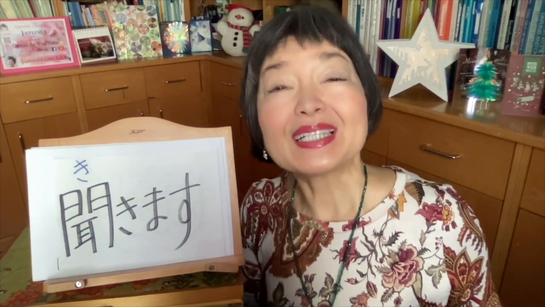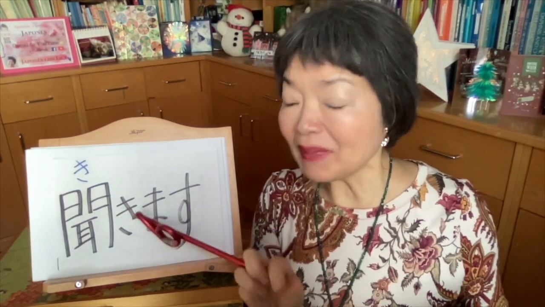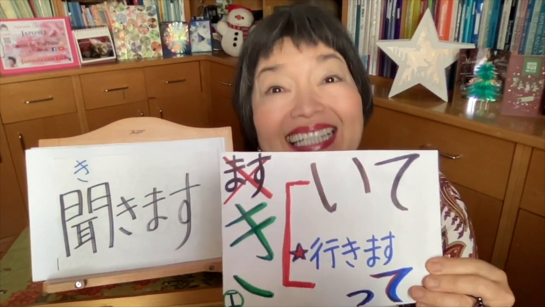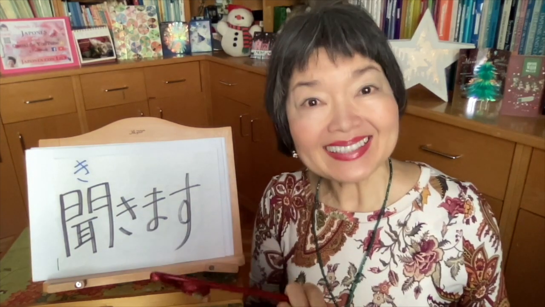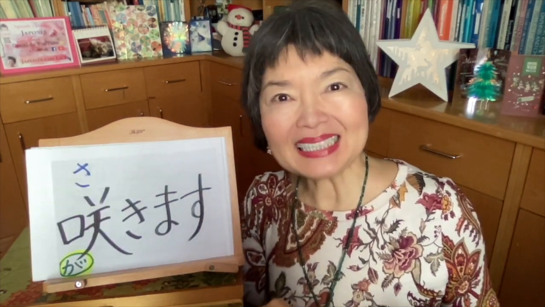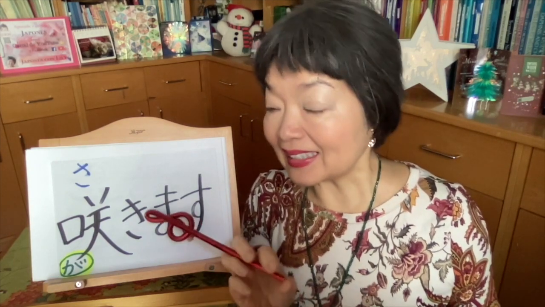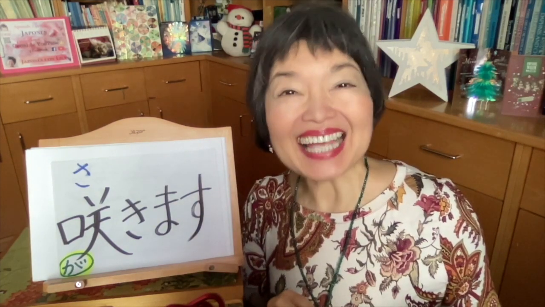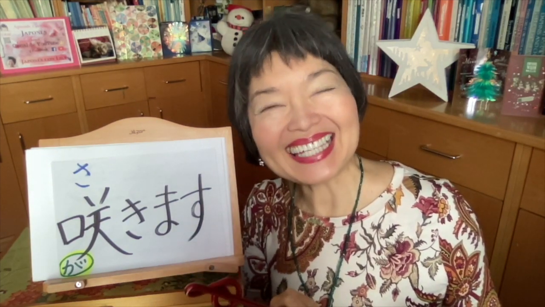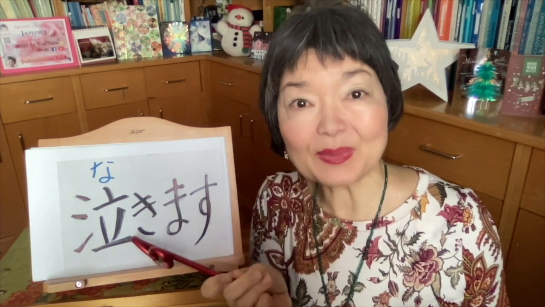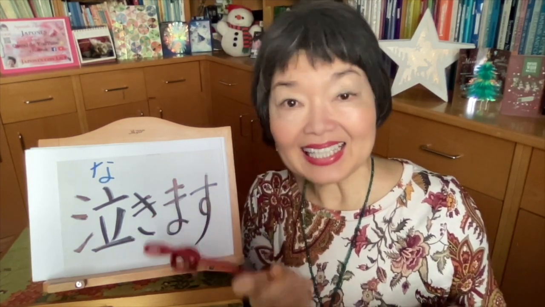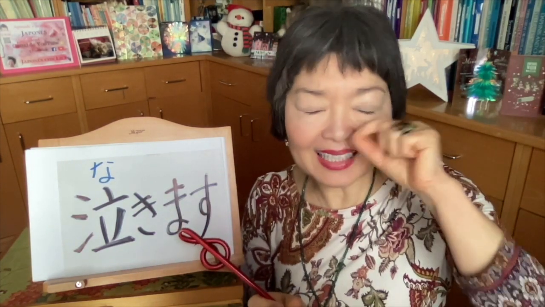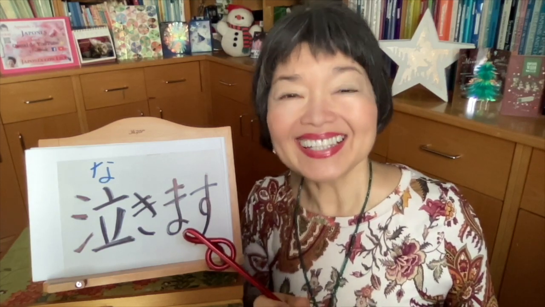浴びて. Now the group 1, 聞きます, to listen, and this is the ki sound. With the ki sound, it changes to いて. So 聞いて, listen. 咲きます, to bloom, is also group 1. Ki changed to ite. So 咲いて, to bloom. Another example with ki sound just before mas: 泣きます, 泣いて. 泣きます means to cry.